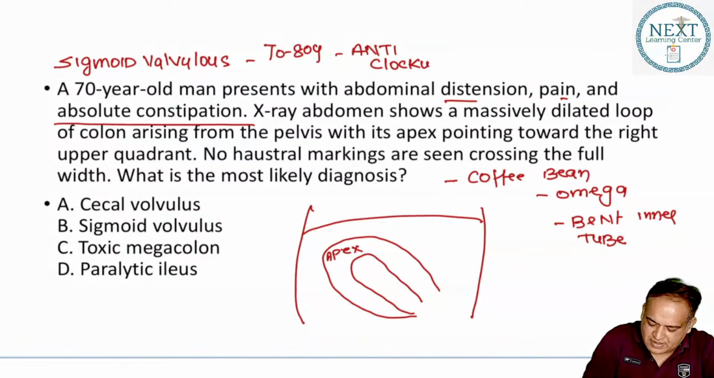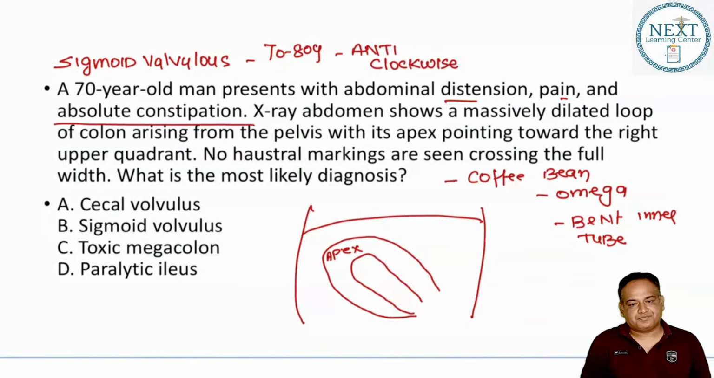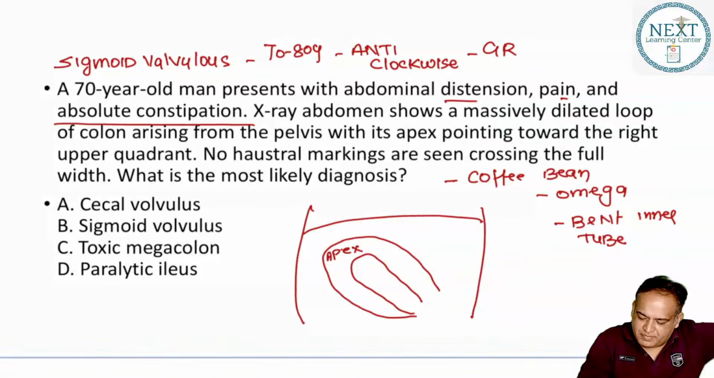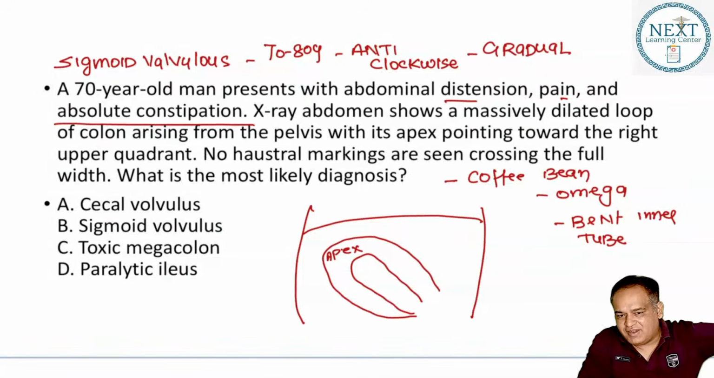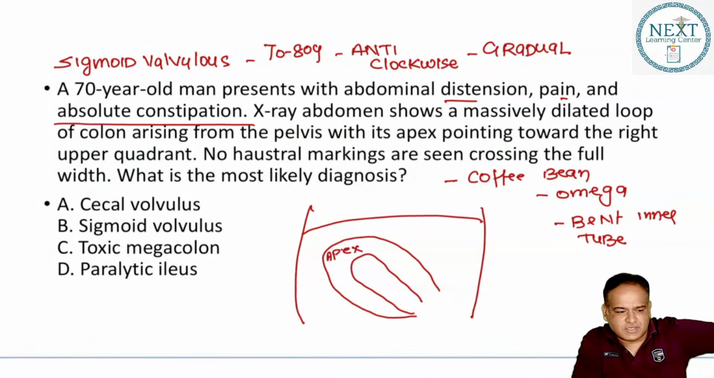Anti-clockwise is the rotation, right? Symptoms appear gradually. What is the treatment? Flatus tube. Try derotation with a flatus tube. Fine. Now, if there are features of peritonitis, then you will do the surgery.